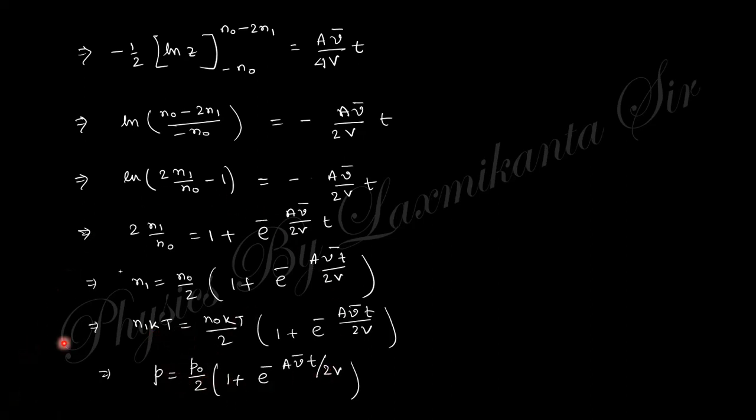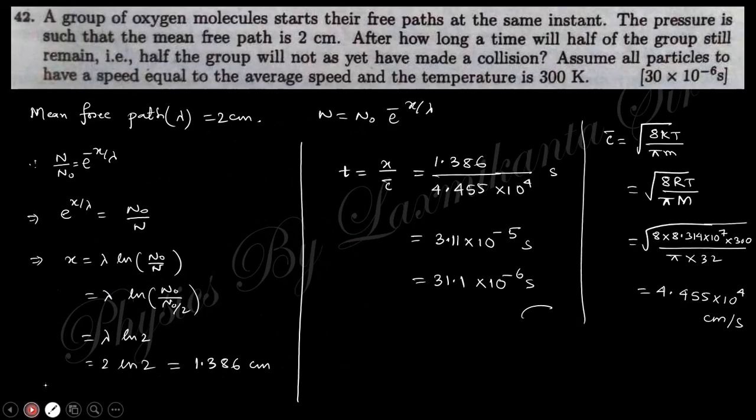Clear? So this step you must do yourself. You can easily find out this expression. Next one. A group of oxygen molecules start their free path at the same interval. The pressure is such that the mean free path is 2 centimeter. After how long time will half of the group still remain? That is, half of the group not yet made collide.